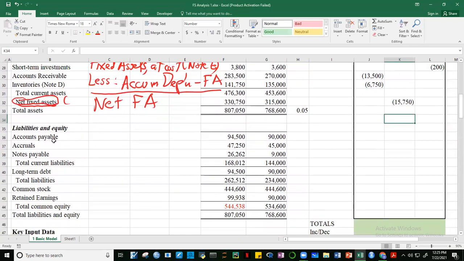Yan. Okay, a few more, guys, a few more. So about this, accounts payable, liabilities and equity na tayo. Accounts payable, from 90 to 94,500. O, I, or F?